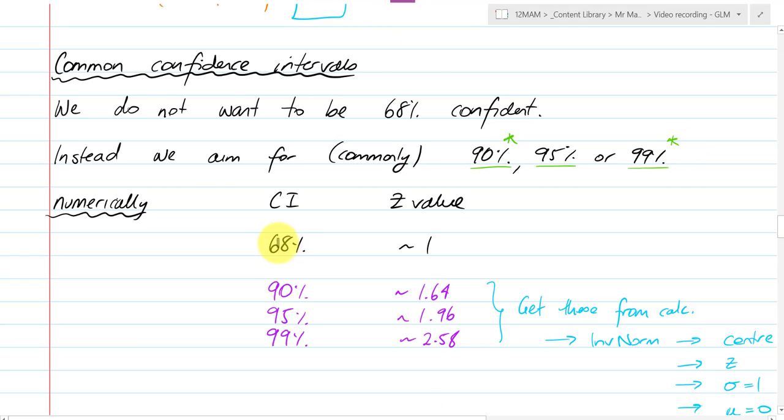For a 68% confidence interval, we use the Z-score of 1. For a 90% confidence interval, the Z-score has to be 1.64. Now, 95 is one of those special ones. It doesn't actually equal 2, though. It equals 1.96. It's pretty close to 2. And 99% is 2.58. These are the ones that we will use all the time. So, you could remember those numbers. In your external exam, there's a good chance one of those will come up. Probably 95. It seems to be the most common, but I can't predict that.